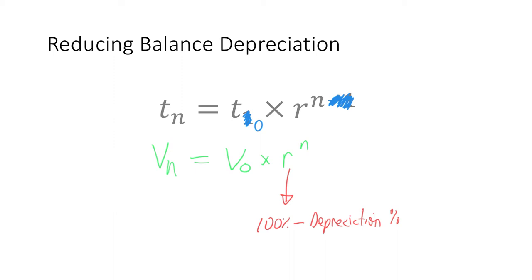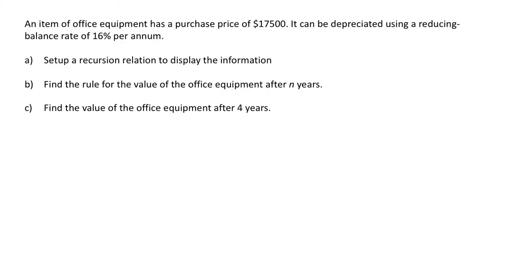So let's have a look at an example of reducing balance depreciation. In the example, we have office equipment that has been purchased for $17,500. It's being depreciated using a reducing balance rate of 16% per annum. And the first part of the example is asking us to set up a recursion relation to display this information.